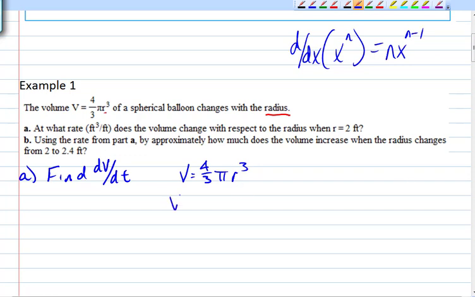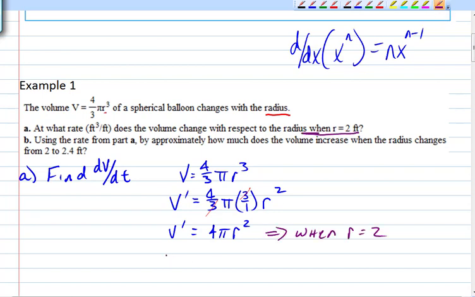So dv dt, I'm going to use v prime if that's okay with you, is equal to 4/3 pi times what? 3r squared. Can we simplify this at all? 3 cancels out with this 3 right here, doesn't it? And we end up with v prime is equal to 4 pi r squared. When the radius is equal to 2, because that's what we were told here, the rate of change of the volume of the balloon is equal to what? It's 4 pi times 2 squared, which is 16 pi.